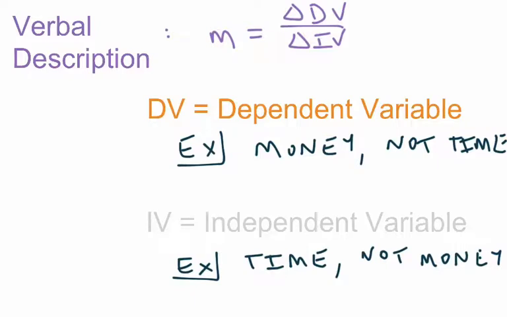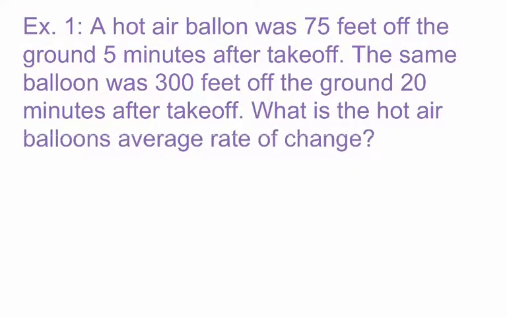So let's go ahead and take a look at a few examples. I do expect you to write down the entire word problem, and I'll be looking for that when I check your notes. For our first example, we have this. A hot air balloon was 75 feet off the ground 5 minutes after takeoff. The same balloon was 300 feet off the ground 20 minutes after takeoff. What is the hot air balloon's average rate of change?